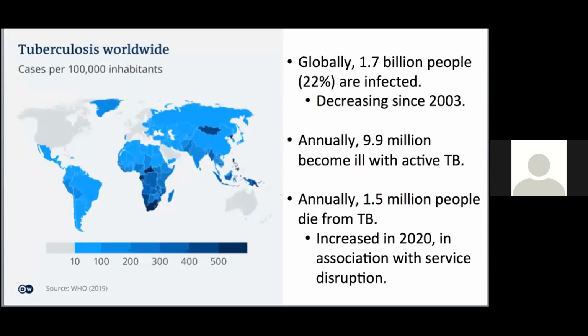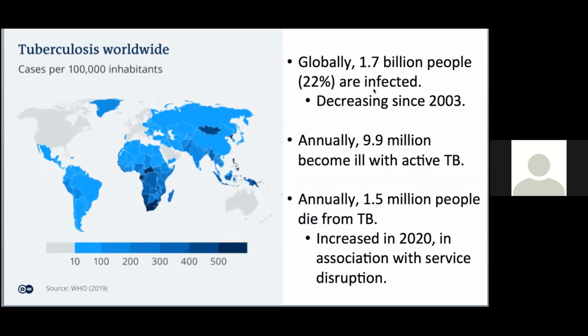So thinking a little about tuberculosis, it's an incredibly common diagnosis worldwide, with active TB cases concentrated in sub-Saharan Africa, Mongolia, Southeast Asia, and parts of South America and India. Globally, 1.7 billion people, so over 20% of the world population, are infected with TB. This number has been decreasing since 2003.